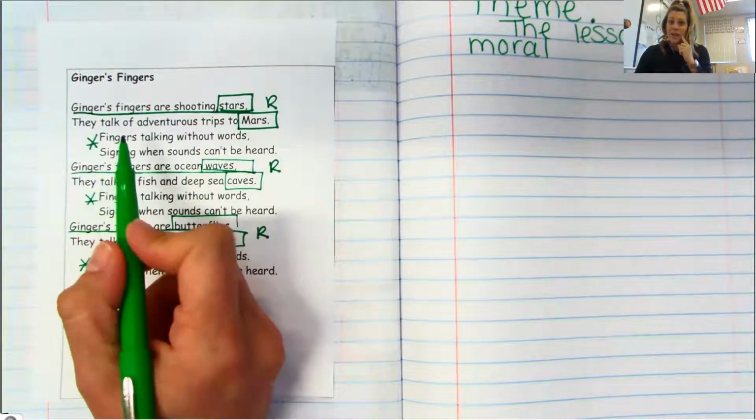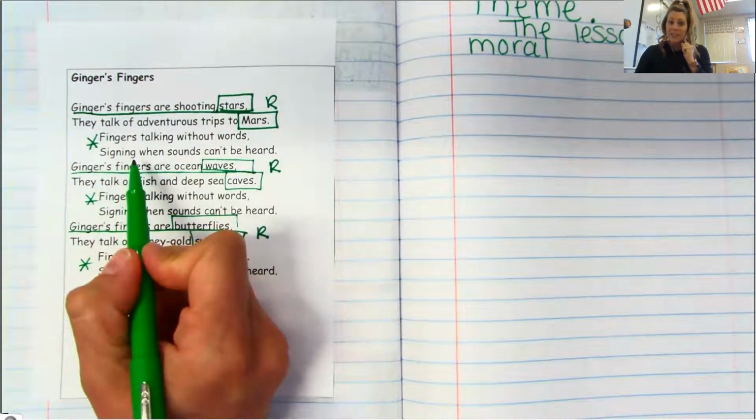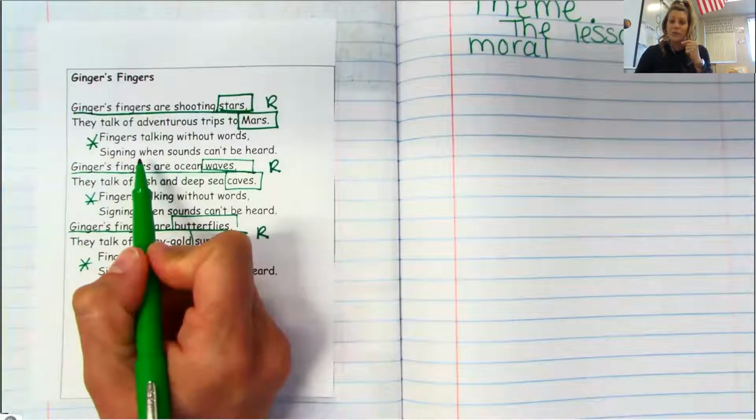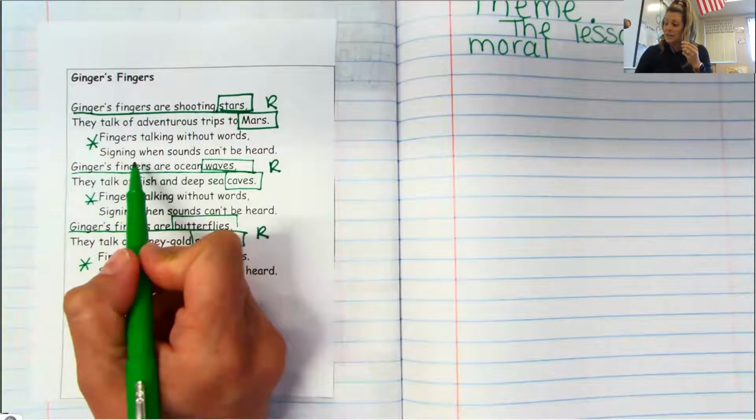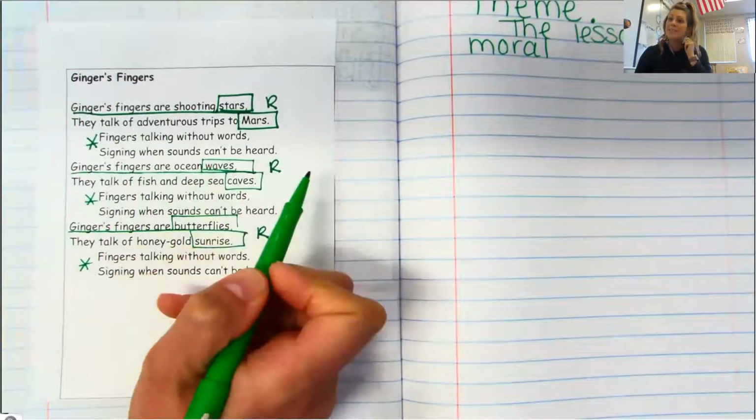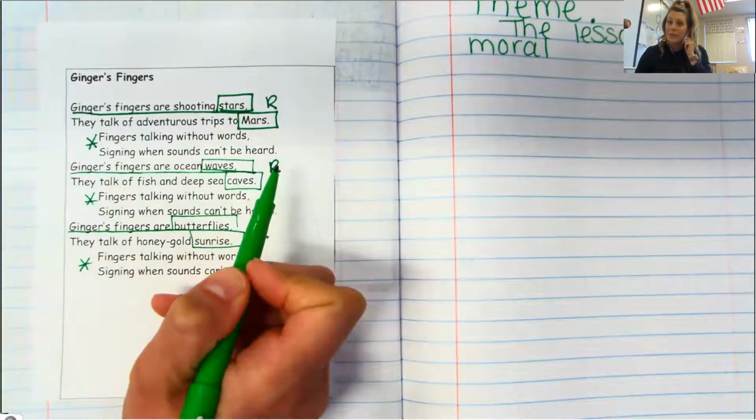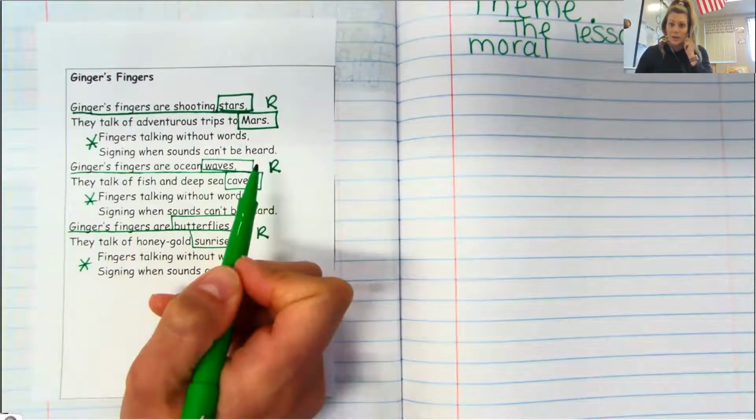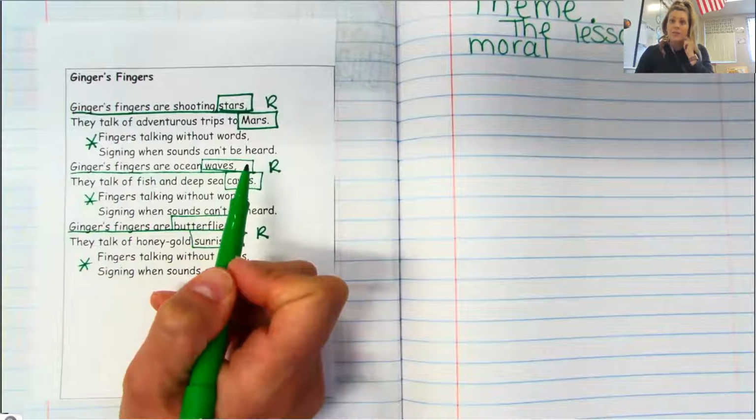And then a lot of times, these friends that use their fingers to communicate, singing when sounds can't be heard, it's because they can't hear. Do you know what that's called when you can't hear? You're right. That means you're deaf.